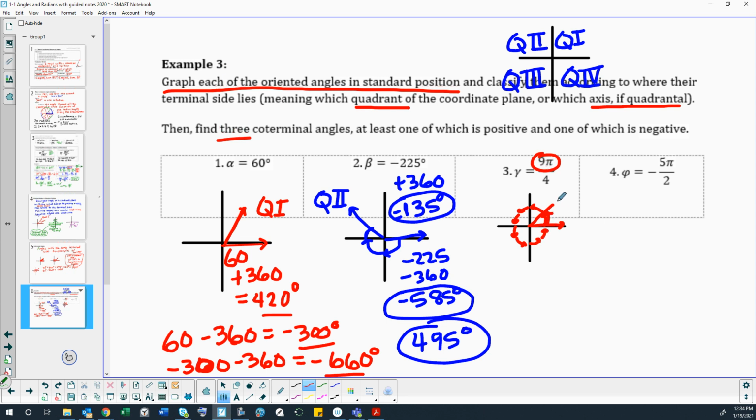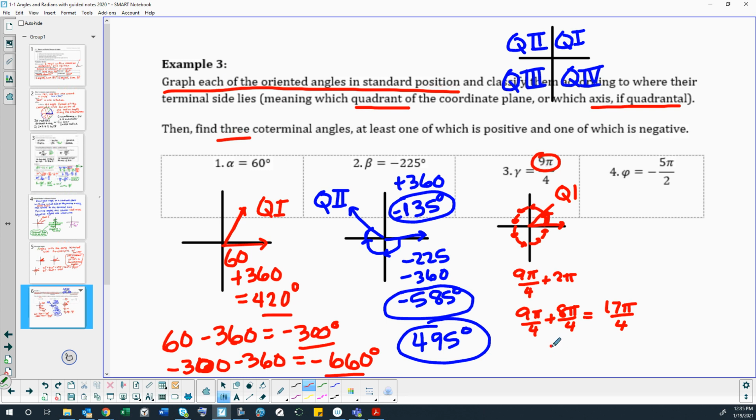Oh, guess what? It went all the way around and then some. So 9 pi fourths ends up being in quadrant 1, just because it went all the way around first before it cut there. Okay, so now let's find some coterminal angles. So 9 pi fourths plus 2 pi. Well, if we're going to add 2 pi to something with fourths in it, that means we actually need to change our 2 pi to 8 pi fourths, correct? So 8 pi fourths. So that would give us 17 pi fourths.